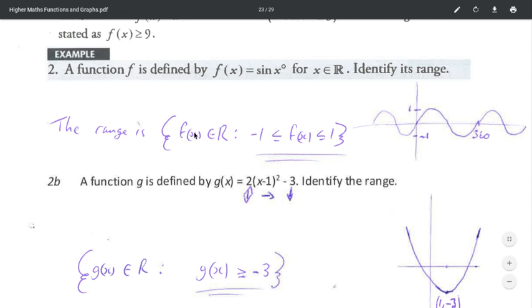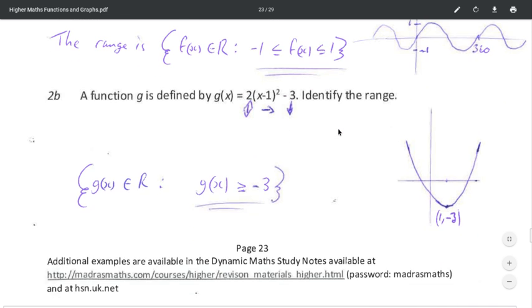So the range would be f of x is an element of R, so it could be any real number, as long as f of x is greater than or equal to negative 1 and also less than or equal to 1. So if we're looking for a value between two numbers, that is how we set it out: greater than or equal to the smaller of the numbers, less than or equal to the higher of the numbers.